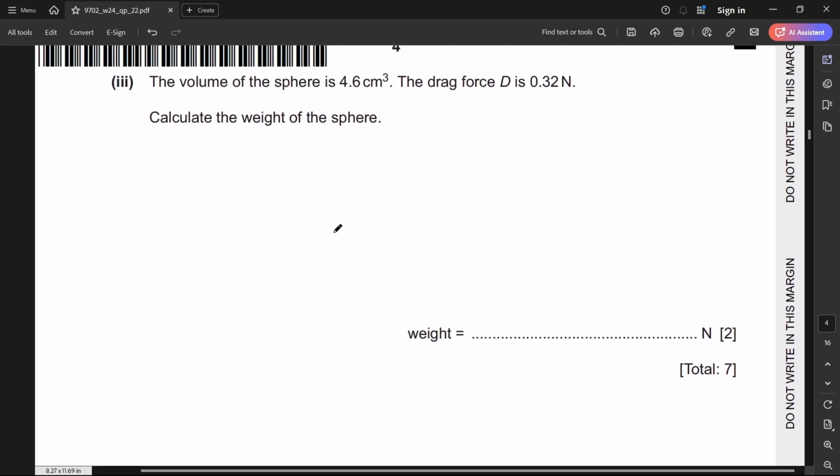Now moving on to the third part, it is given that the volume of the sphere is 4.6 centimeter cube. Just note that the final value that we have to give for the weight is in SI units, newtons. So I'll need to convert my volume from centimeter cube to meter cube first. Okay. Then we also have a drag force of 0.30 newtons. We have to calculate the weight of the sphere.